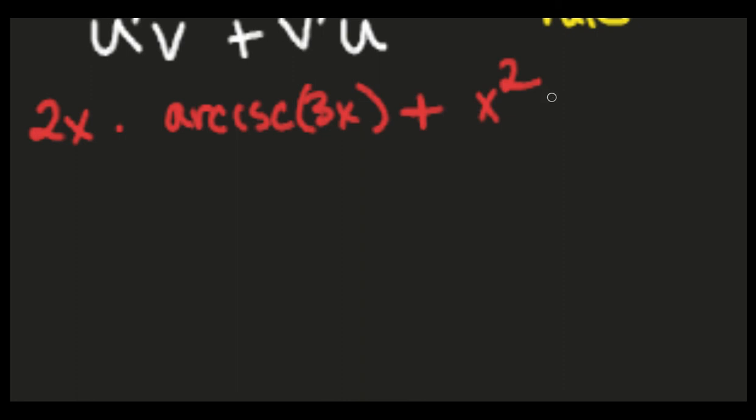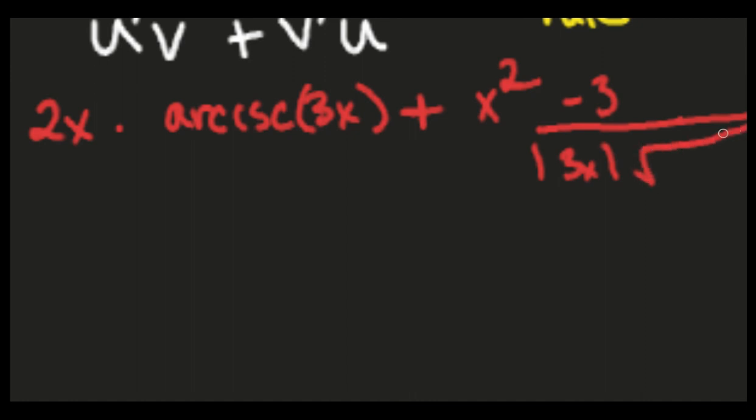X squared times what? Negative 3 over the absolute value of 3x. It's not the derivative of the box, it's the box. Okay. Times what? Times square root of 9x squared minus 1.